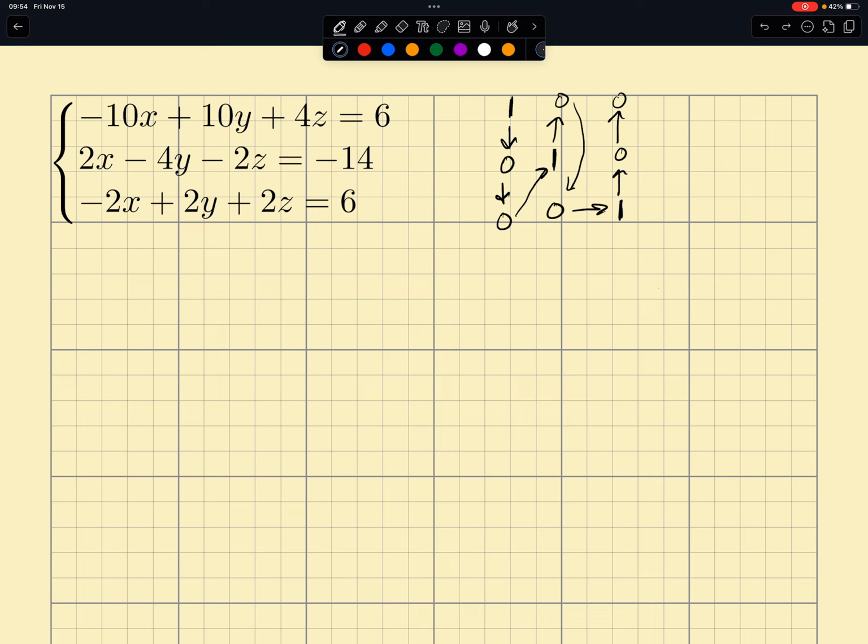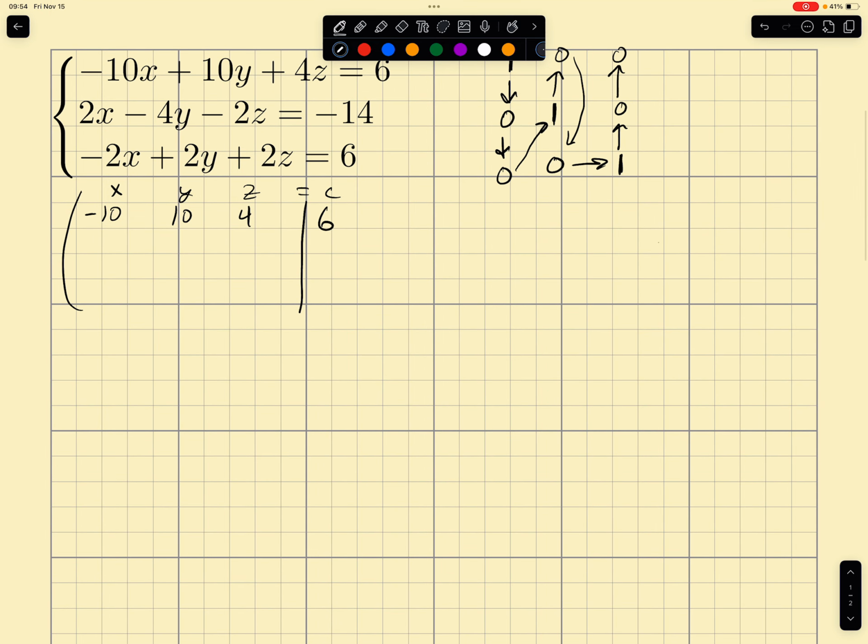So first thing we're going to do is write this as an augmented matrix. You can use the parentheses notation or the brackets, doesn't matter. First equation is negative 10, 10, 4, and 6. So I'm dropping the variables. The column that you're in is going to dictate what variable you are. And then we have the augmentation line there for the equals. Second equation is 2, negative 4, negative 2, negative 14. And the third equation is negative 2, 2, 2, and 6, okay?